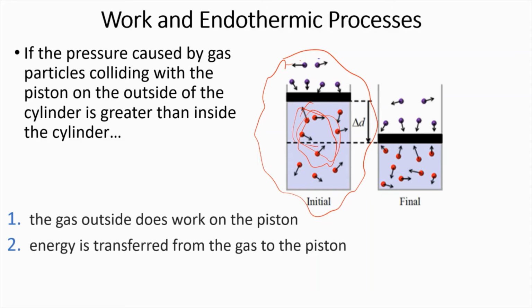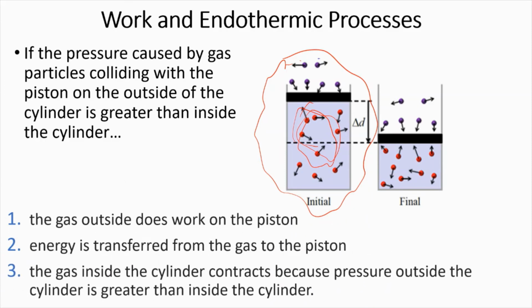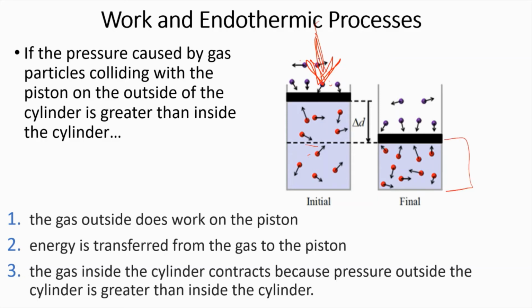So in this case, the energy is moving from the gas to the pistons, and the pressure outside of this container is greater than the pressure inside. So if the pressure outside is greater than the pressure inside, what is happening? Pushing down is a greater pressure, so we see a decrease in volume.